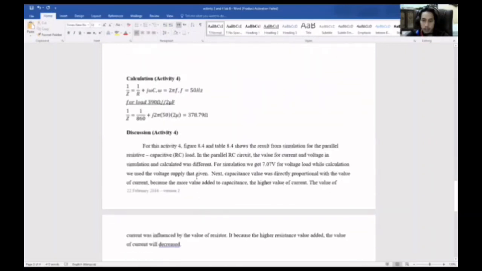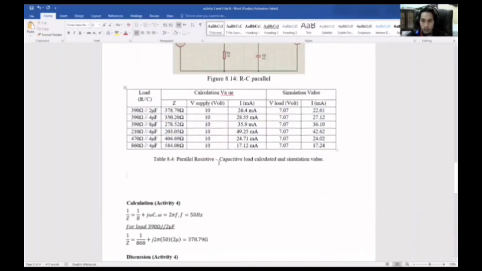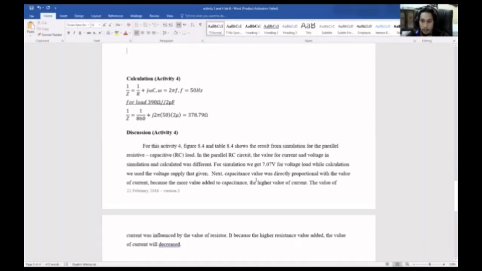So what we can conclude in activity 4 is, for this activity 4, figure 8.4 and table 8.4 show the result from simulation. Okay, in the parallel RC circuit, the value for current and voltage in simulation and calculation was different. For simulation, we get 7.07 volt for voltage load, while for calculation we use the voltage supply that was given, which is 10 volt.